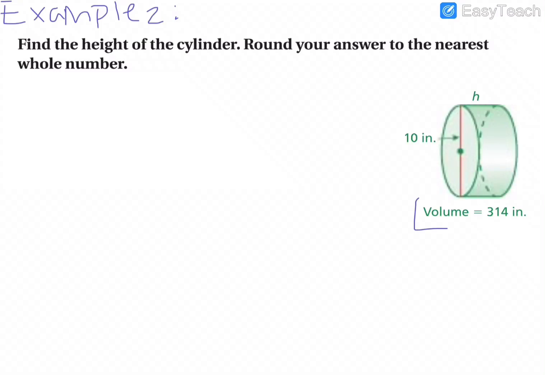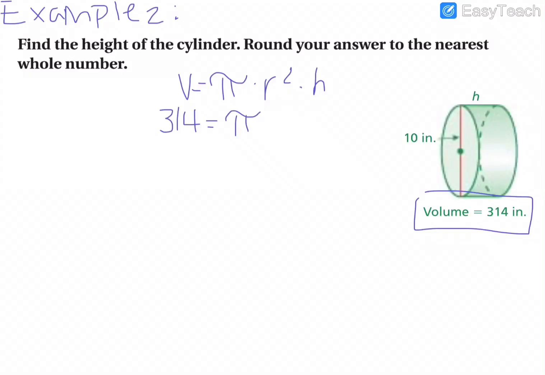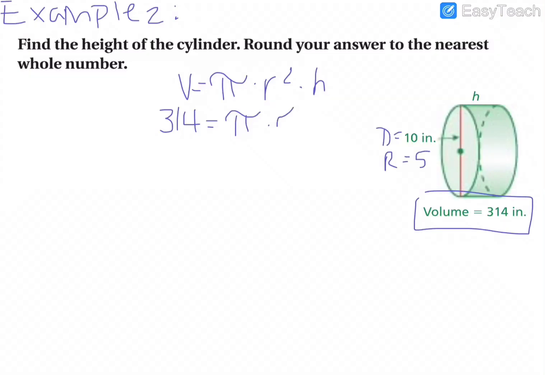This one, they're giving you the volume instead of asking you for the volume. So instead of doing pi times radius squared times height, you're going to be filling in the volume. So 3.14, which we already know is going to be a nice number since that's just the 3.14 with a different place value, times the radius, which if the diameter is 10, that means the radius is 5. So 5 squared, and then the height is what we don't know, so we'll leave it as h.